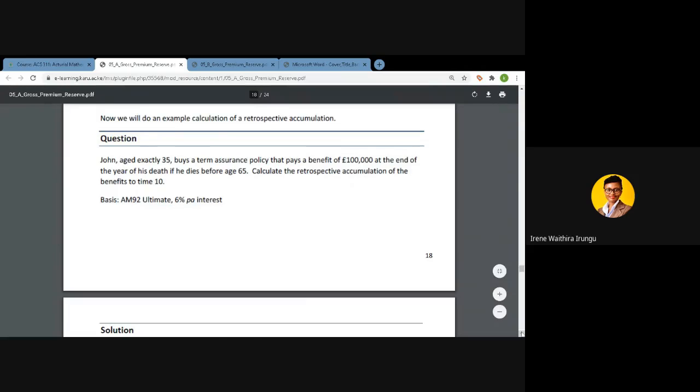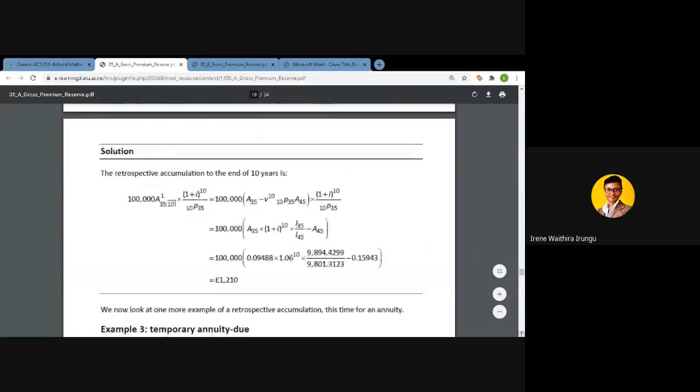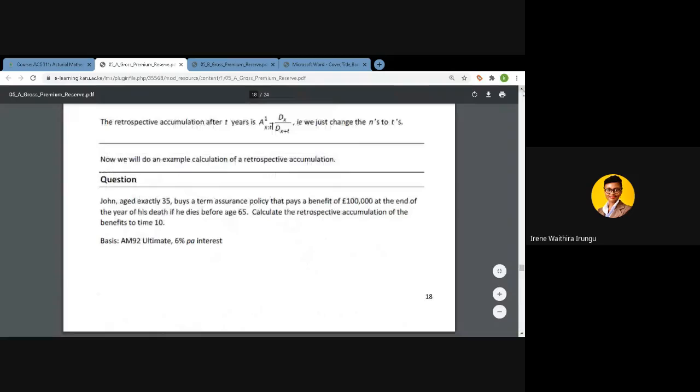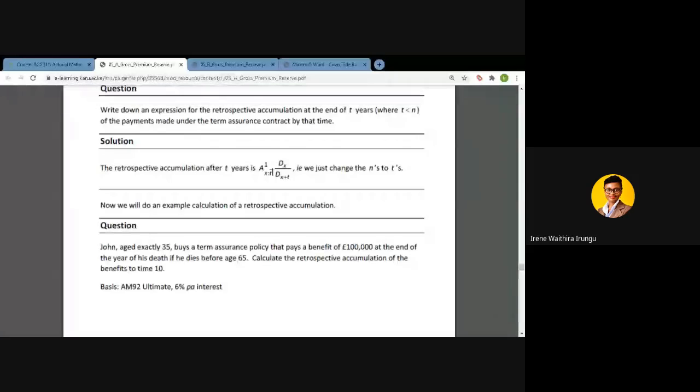So in that first case, we already know, let's go back. So this is a term assurance and the benefit is payable at the end of the year of death. Are we given the term? Oh yeah, we can determine the term, because we were told that the benefit of 100,000 is payable at the end of the year of his death if he dies before age 65. So it means that we are dealing with a 30-year term assurance.